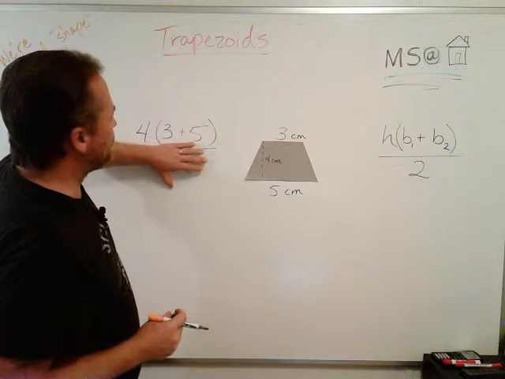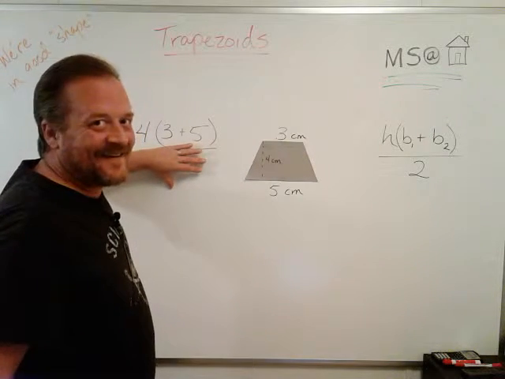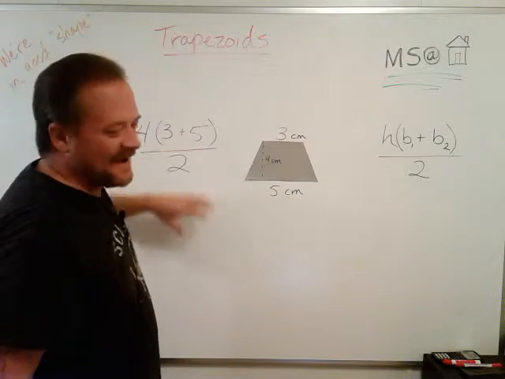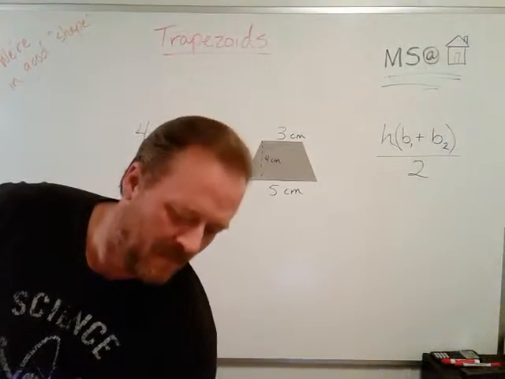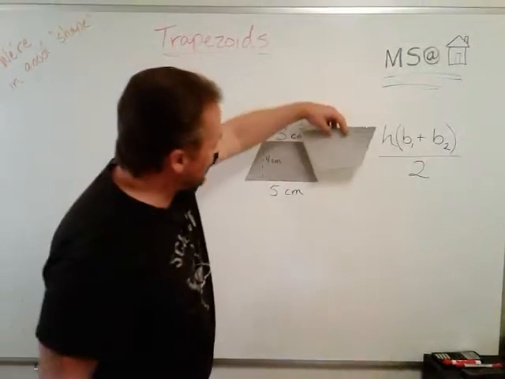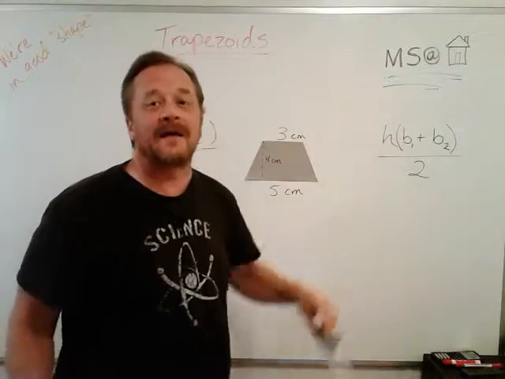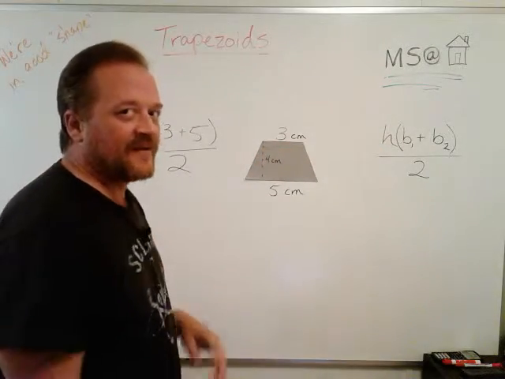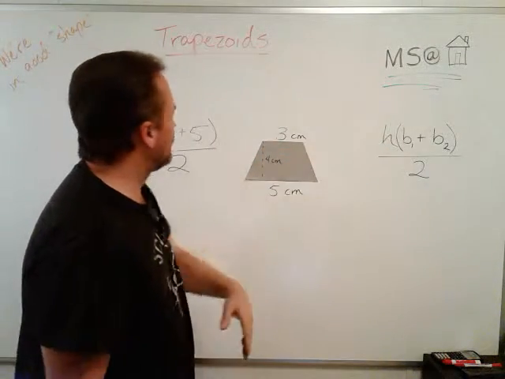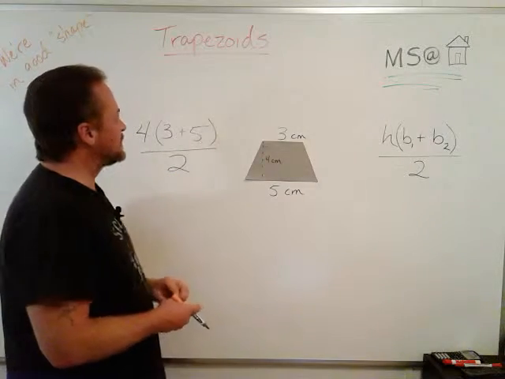Because if I didn't divide by 2, what would I have? If I didn't divide by 2, I would have the area of both of those. I would have the area of a parallelogram. But if I just want the area of a trapezoid, I need to cut it in half. So let's see what happens.